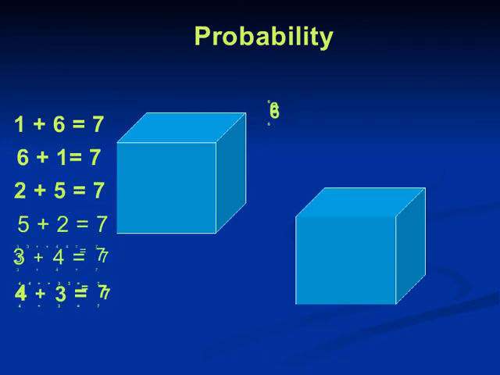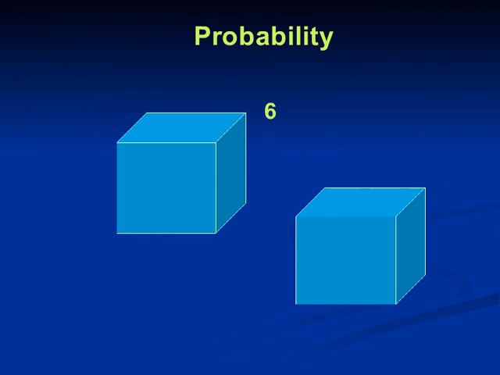Well, how many total possibilities do I have? Well, if I come up with a 1 on one cube, how many different combinations can come up on the other? That's right, 6. If I come up with a 2, I get 6 combinations. So I have 6 combinations of 6 for a total of 36 possibilities, of which 6 can come up 7. So I have a 6 out of 36, or 1 out of 6 chance of rolling a 7.